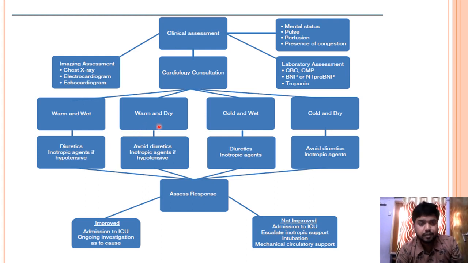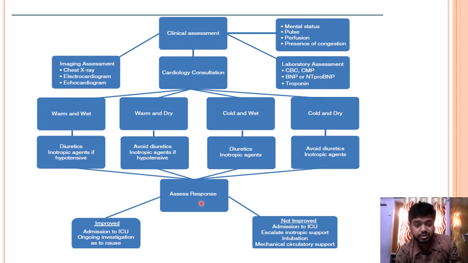And warm and dry: here, because he is dry, avoid diuretics, and he is warm, so even milrinone will be effective here. Cold and wet, definitely cold shock. He has hypoperfusion. He needs adrenaline and he is wet, so he is fluid overloaded. So please give diuretic. Cold and dry. Yes, the child is dry, sunken, with low pulse volume. Avoid diuretics here. You can give a fluid bolus. And he is cold, so he needs inotropic support. Give adrenaline.